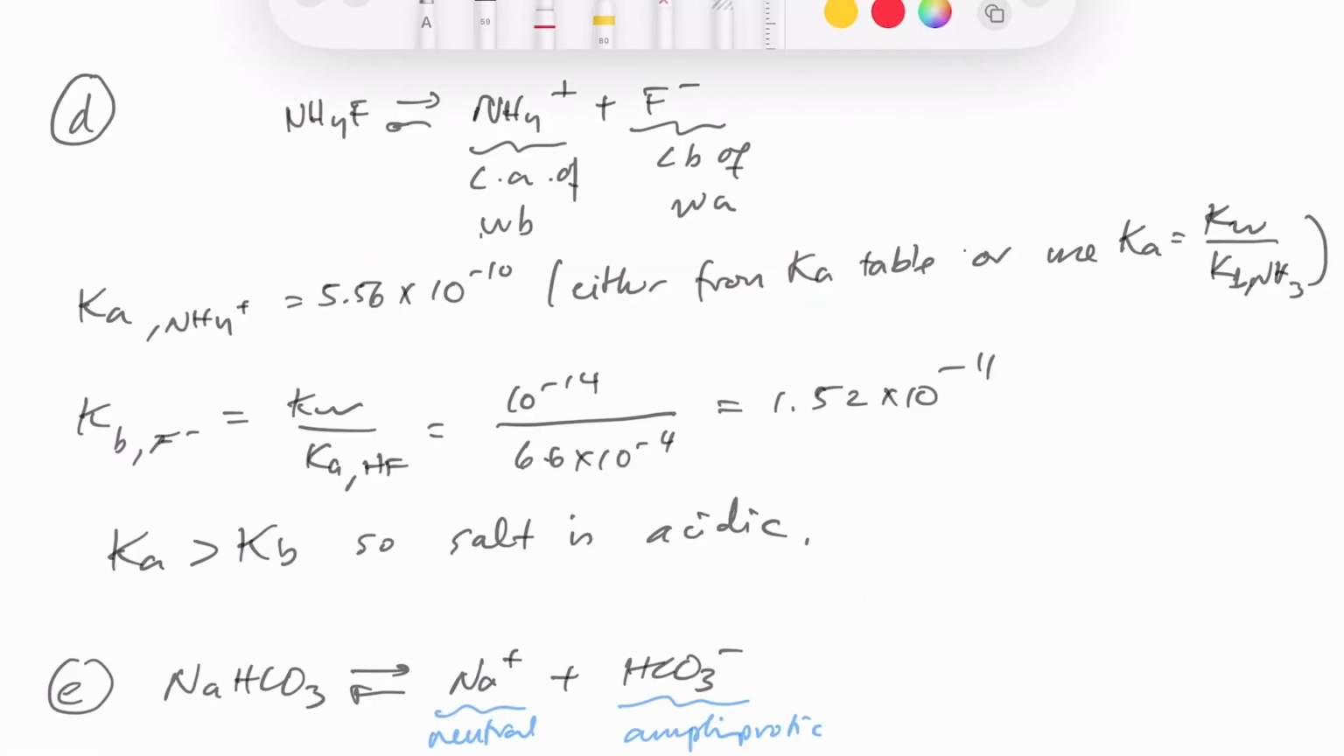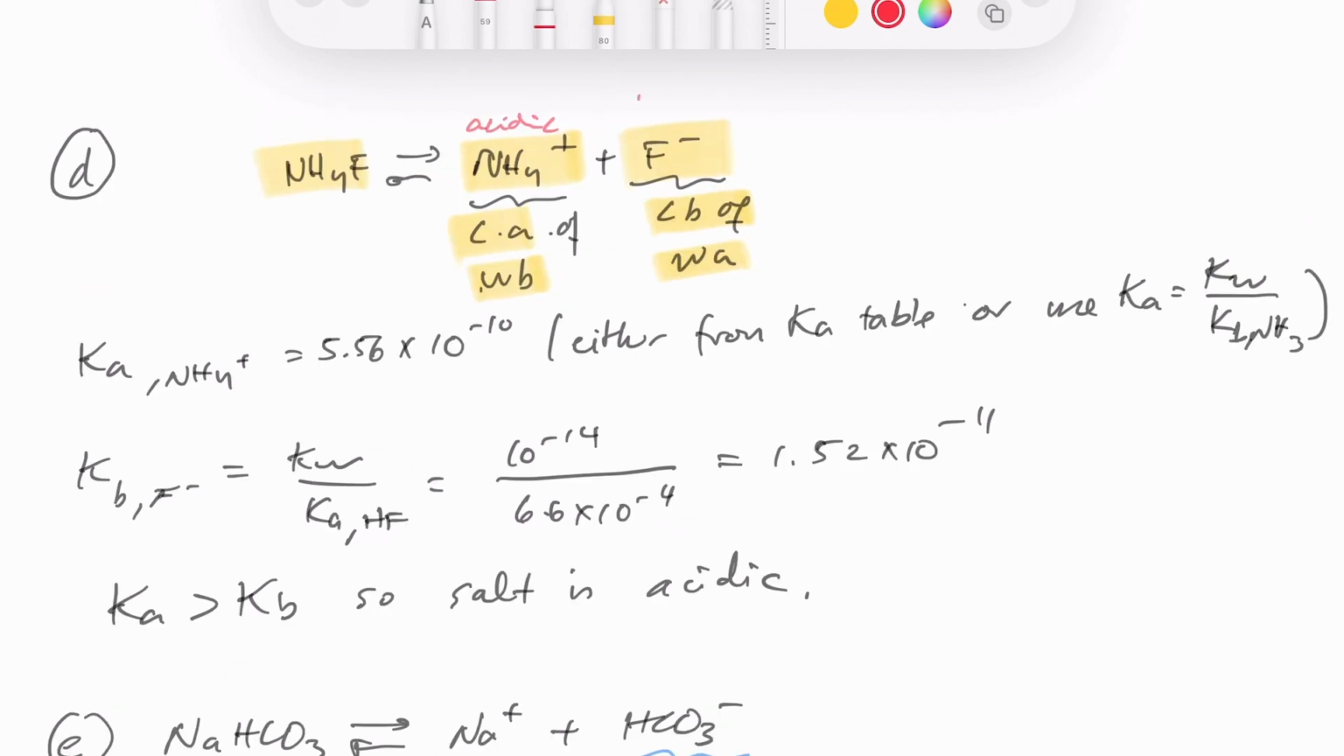So now we're going to go to the other two problems. This is NH4F and then later on NaHCO3. So NH4F, this is our salt. It breaks apart into ammonium and fluoride. The reason why this is more complicated is because ammonium is the conjugate acid of a weak base, the weak base being ammonia, right? So that means that ammonium is acidic. F- happens to be the conjugate base of a weak acid, HF, so this will be basic.